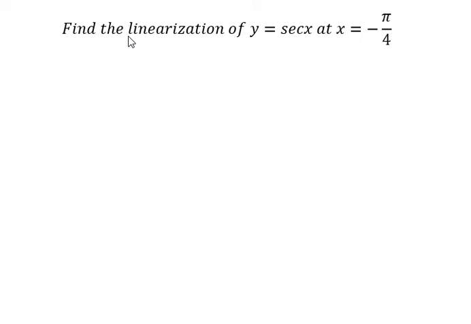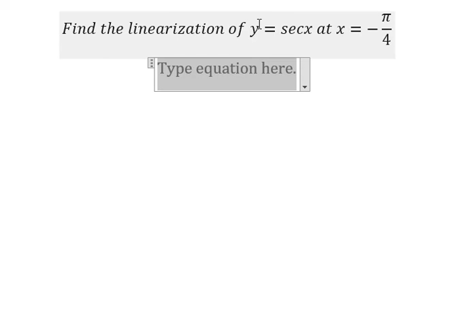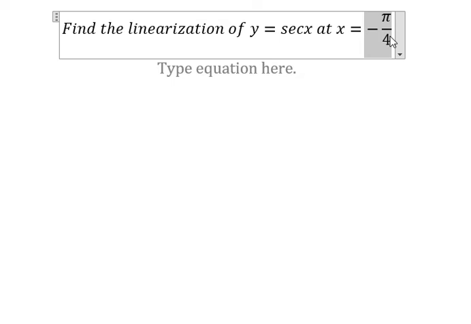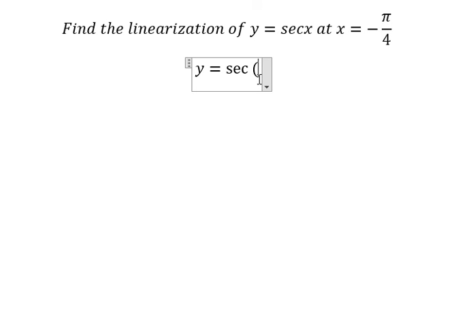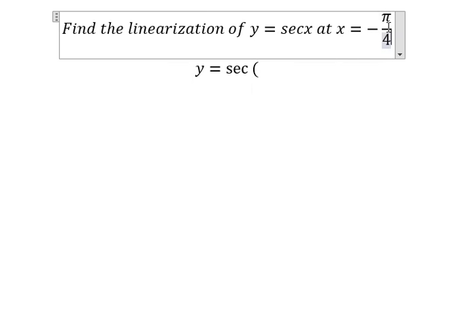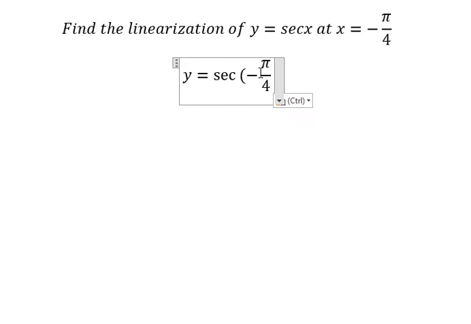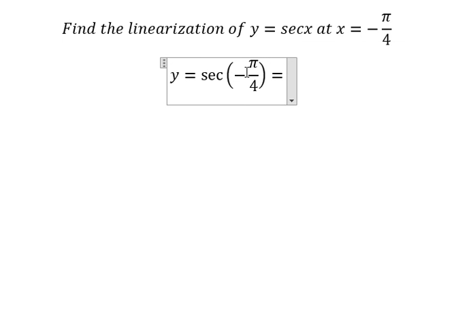The topic today is about linearization. So now I will show you how to answer. So we need to find the value of y when x equals negative pi over 4. So this one we have the square root of 2.